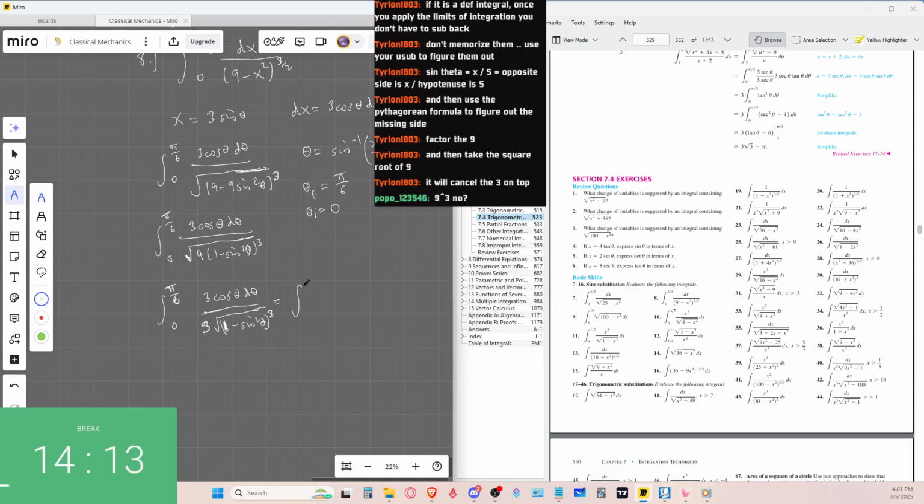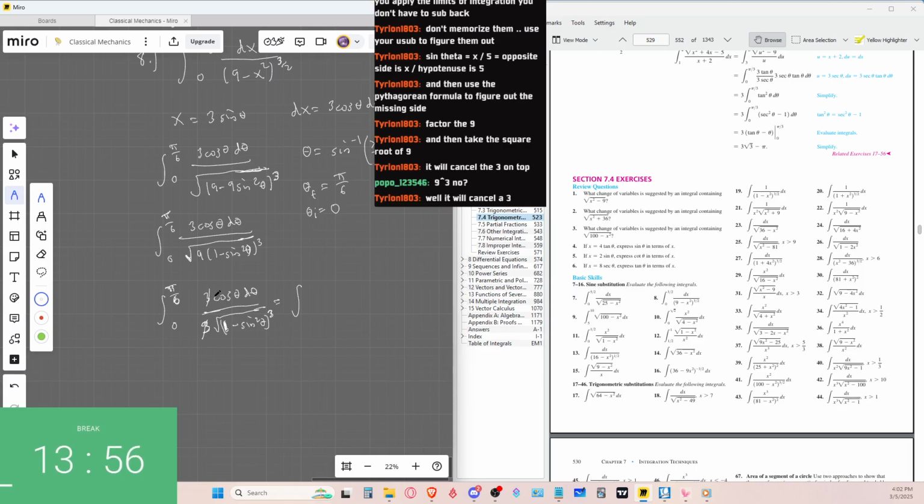Let's see, and then take the square root of 9. And then that cancels on the top, right? Yeah. Let's see, 9 to the 3rd power, no? I think we can just factor it outside of the parentheses. So I think it's fine. I think that allows for that, so I think we're okay in that regard. That's actually a really good question, but if the math is wrong, then I'll learn from that.